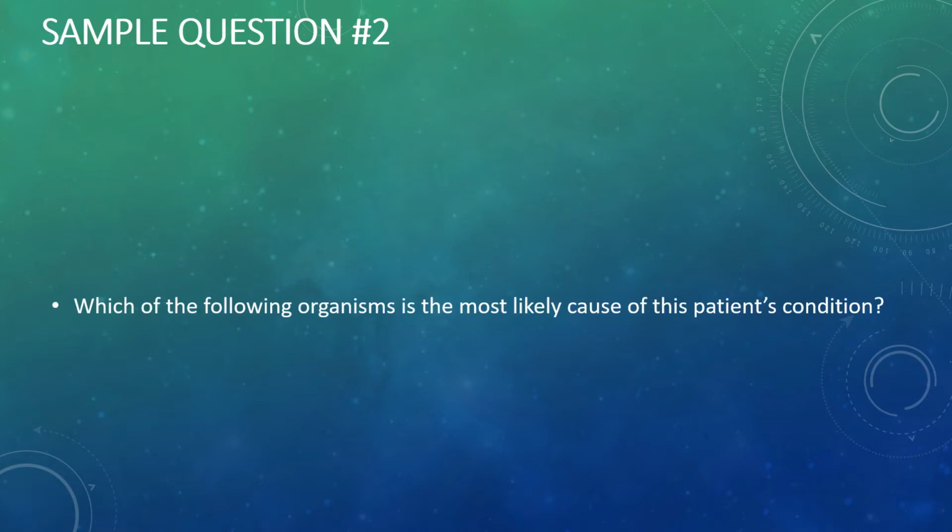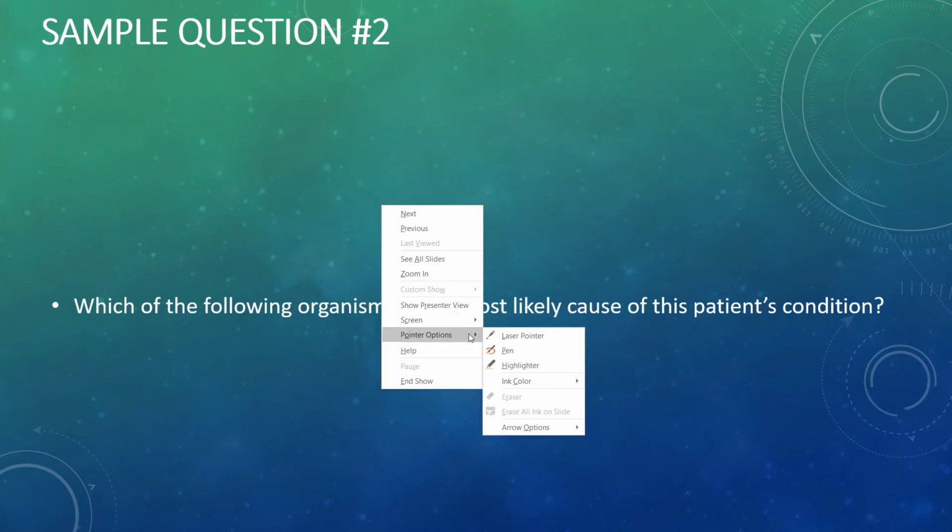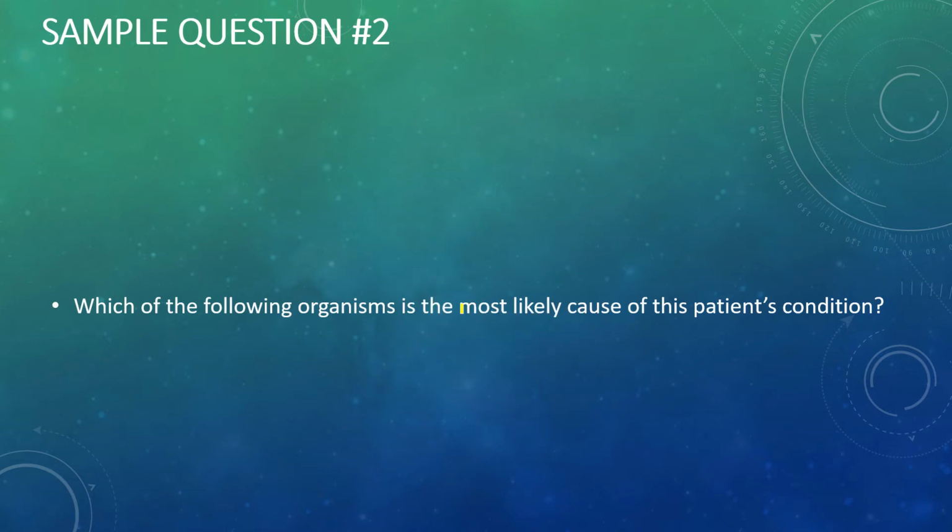So now we have another sample question to go through. These are nice breaks in the studying so we can apply what we've learned and also prime us for the next things that we're going to be encountering. So, the question: which of the following organisms is most likely the cause of the patient's condition? So we want to know the most likely cause. So we have to figure out what the patient's condition is and then figure out what the most likely cause is.